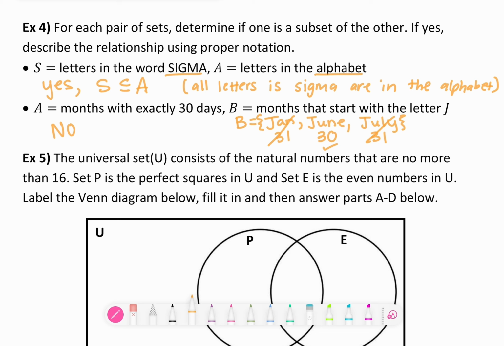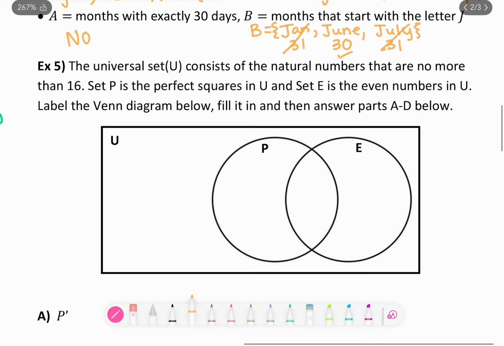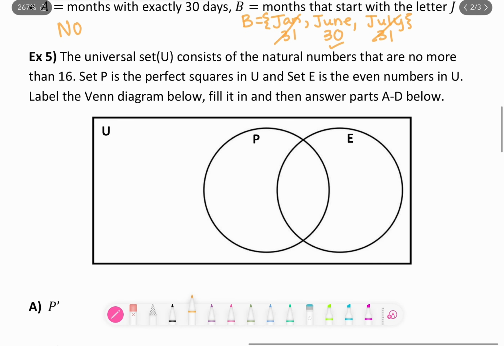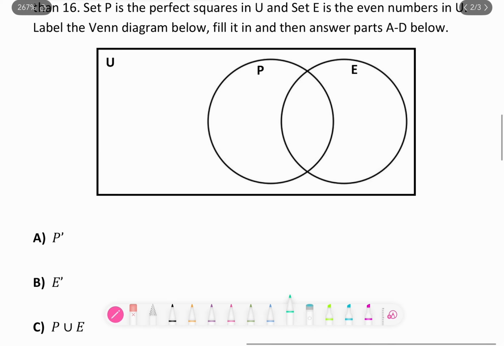All right, let's look at example 5 here. So example 5 looks like it's going to be a Venn diagram. It says the universal set U consists of the natural numbers that are no more than 16. Set P is the perfect squares in U, and set E is the even numbers in U. Label the Venn diagram below. Fill it in, and then answer parts A through D below. Okay, so this will be the end of the notes.